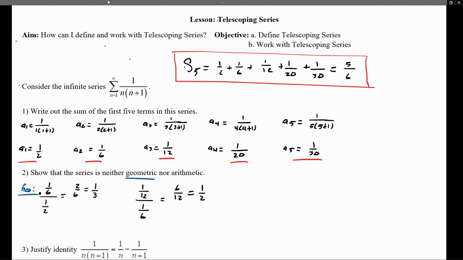So notice that the ratio between the second and the first term is not equivalent to the ratio that we got from the third to the second term. So notice that there is no common ratio. Therefore, it is not geometric. Because if it would have been geometric, then the common ratio should be the same among any term and its following one. So we have shown that this is not geometric.